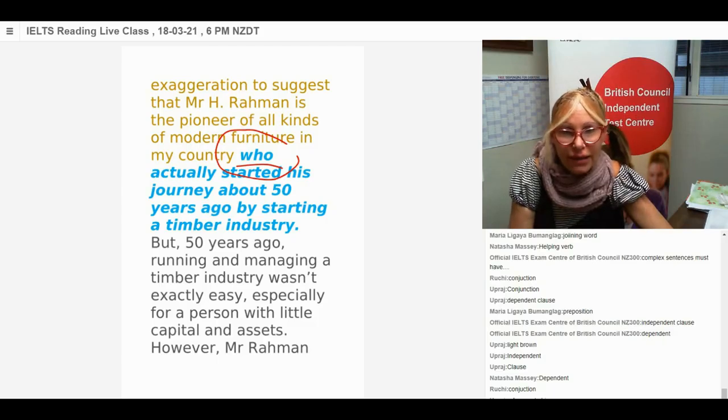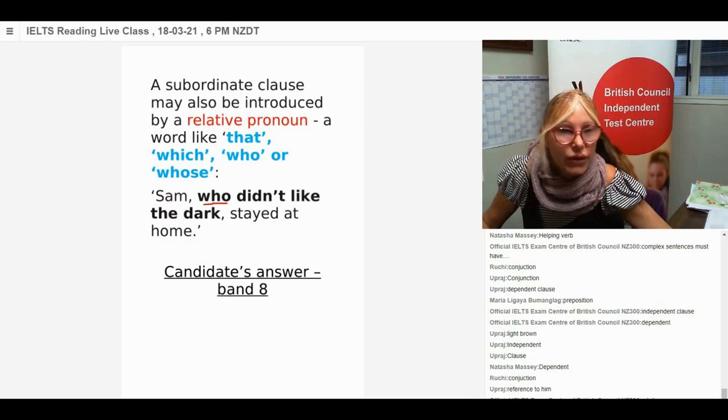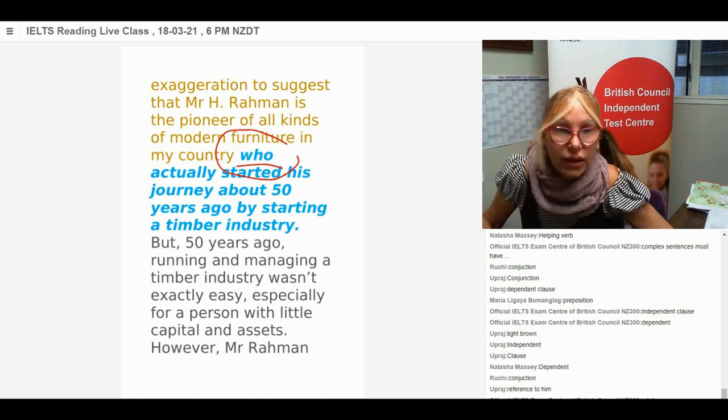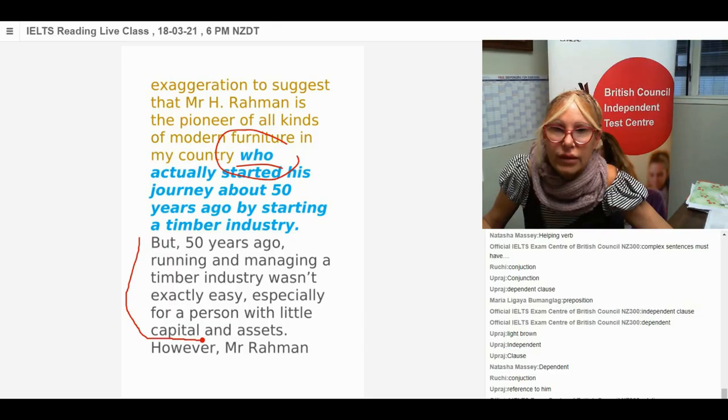So remember our relative pronouns? If we go back here, we'll see we can have relative pronouns such as that, which, who, or whose. So in this case, it is referring to a person and it's who. So relative pronouns can join independent and dependent clauses. Okay. Have a look at this sentence that I'm going to put in the box. Can you tell me if it's a complex sentence in the box in the black?